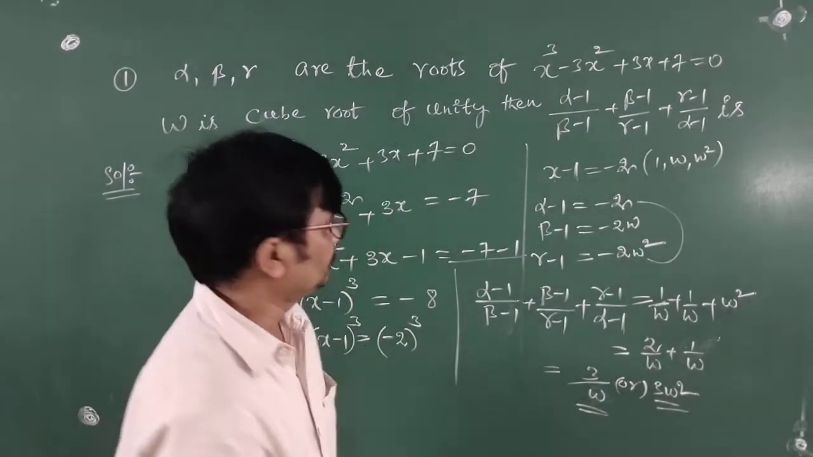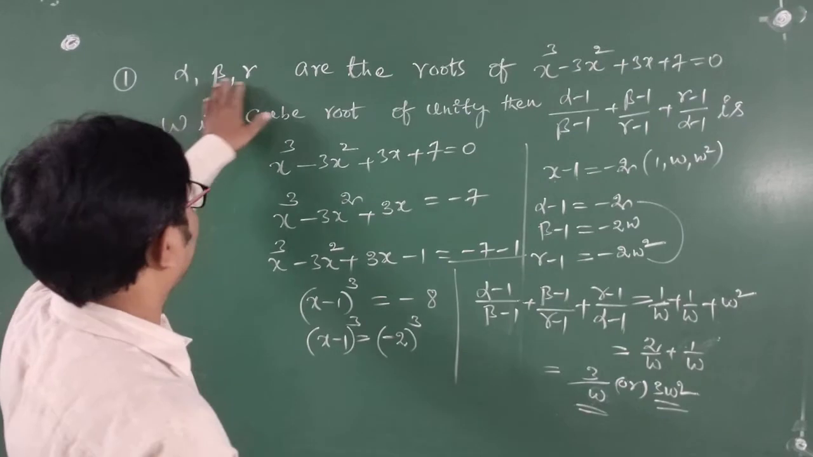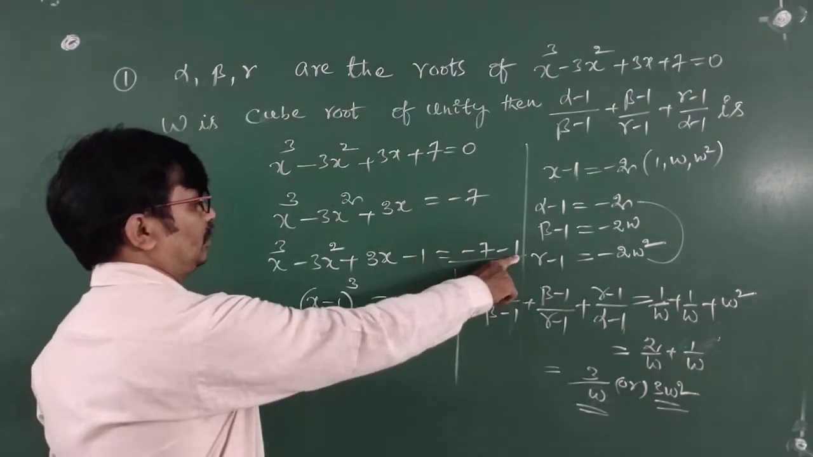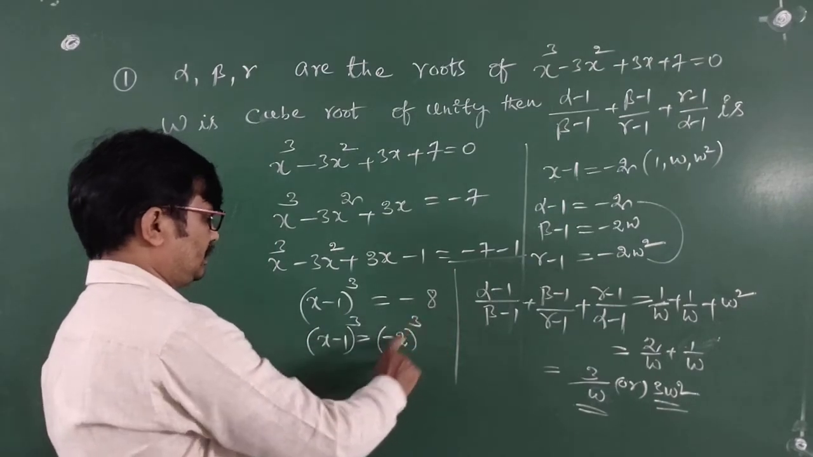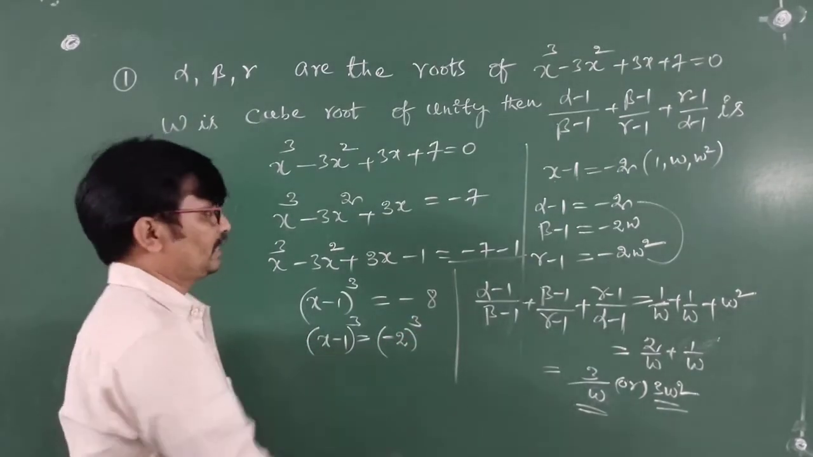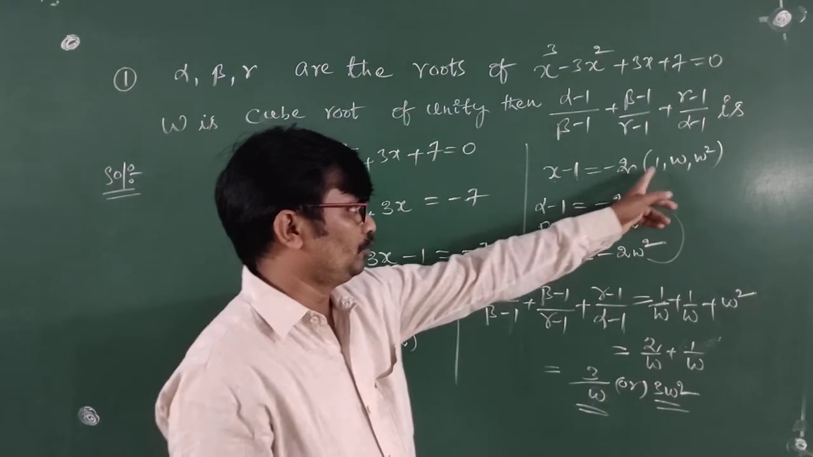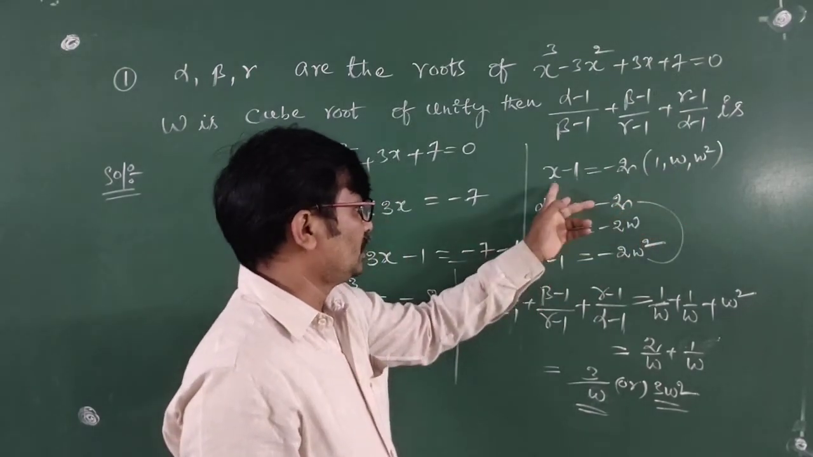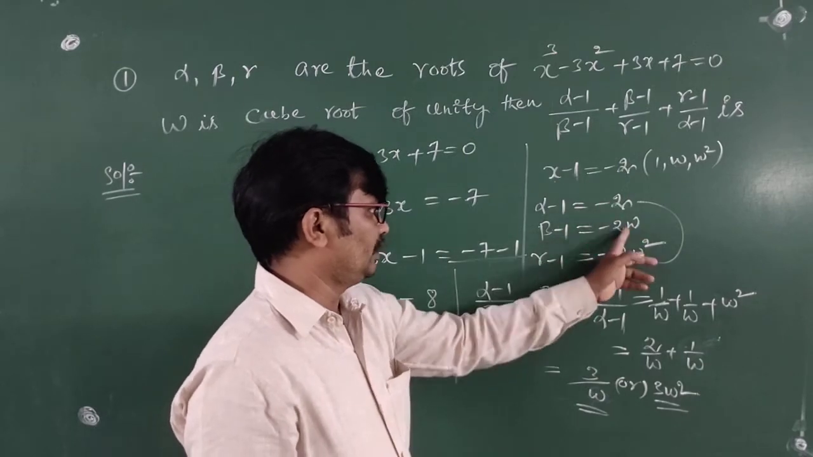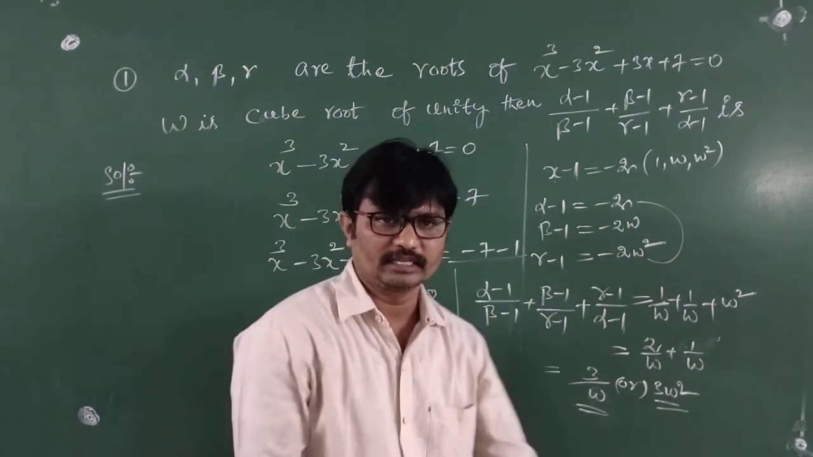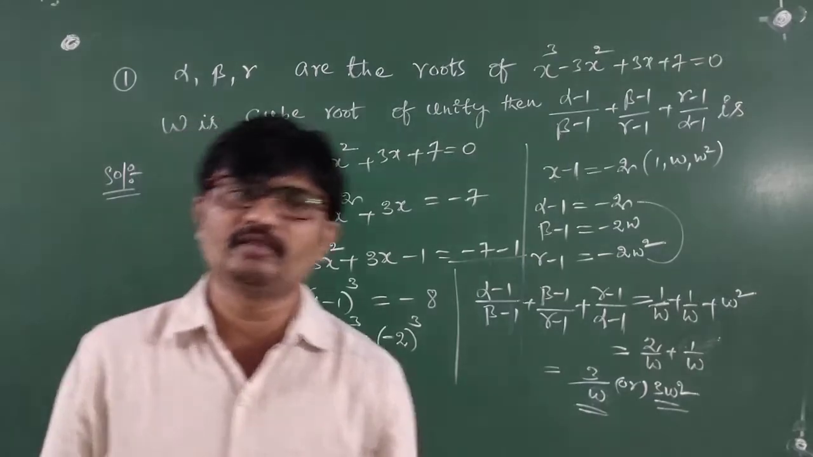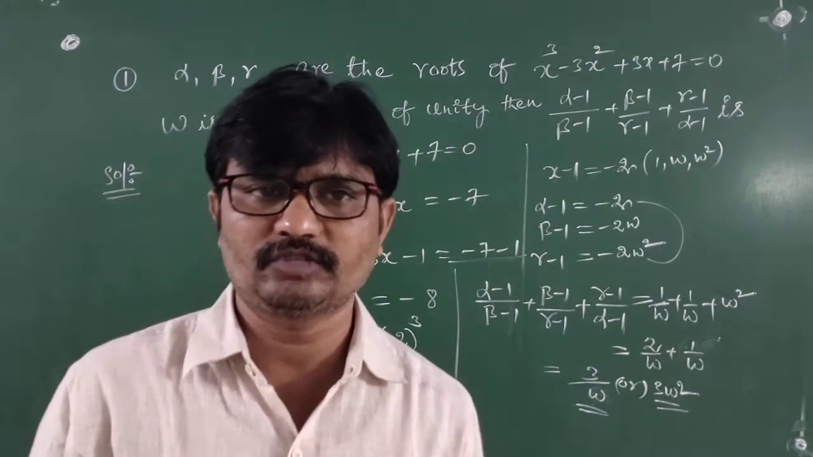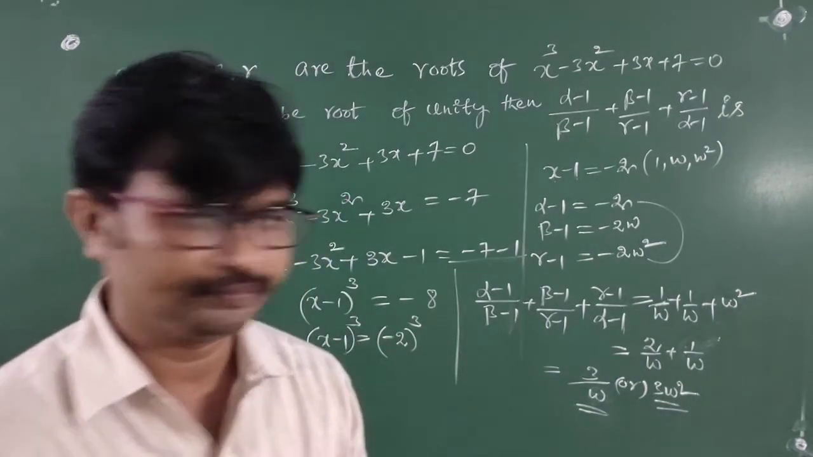Is it clear students? When alpha, beta, gamma are the roots of that equation, first we take minus 1 on both sides. This is minus 8, minus 2 whole cube. Therefore x minus 1 equal to minus 2 into the cube root of unity, 1, omega, omega square. These are the values of alpha minus 1, beta minus 1, gamma minus 1 respectively.